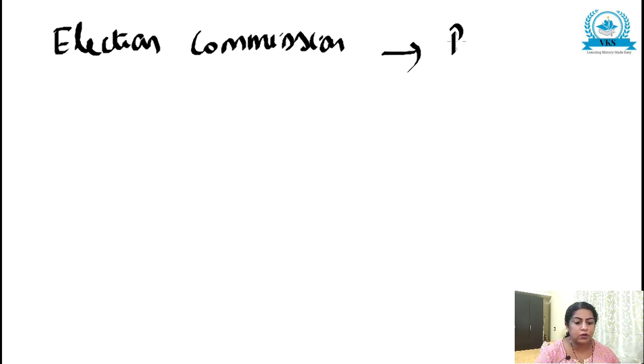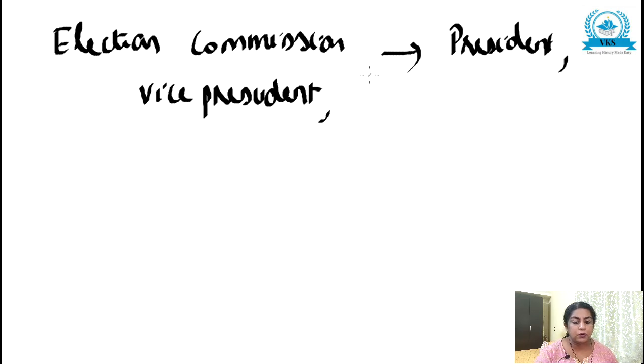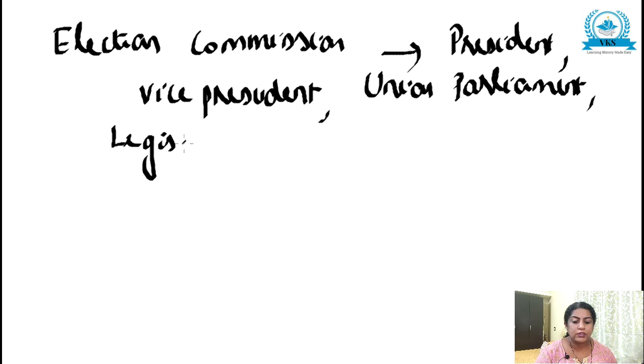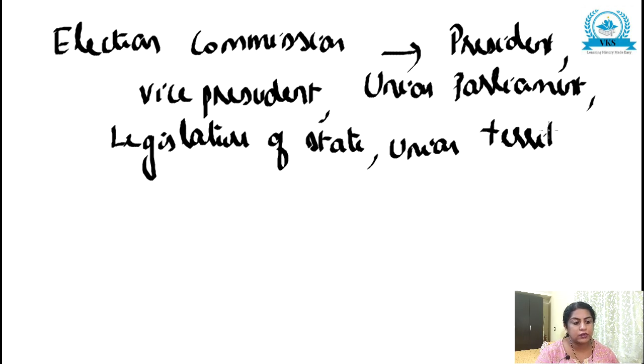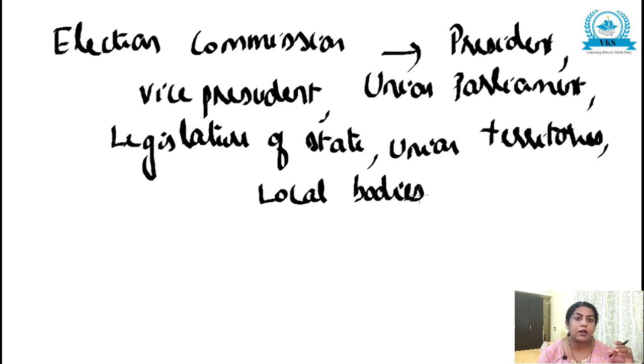Now, what all different types of elections come under the responsibility of the Election Commission of India? The Election Commission of India conducts elections to the office of President, Vice President, Union Parliament, Legislature of State, Union Territories, and also local bodies. All these elections are conducted by the Election Commission of India.